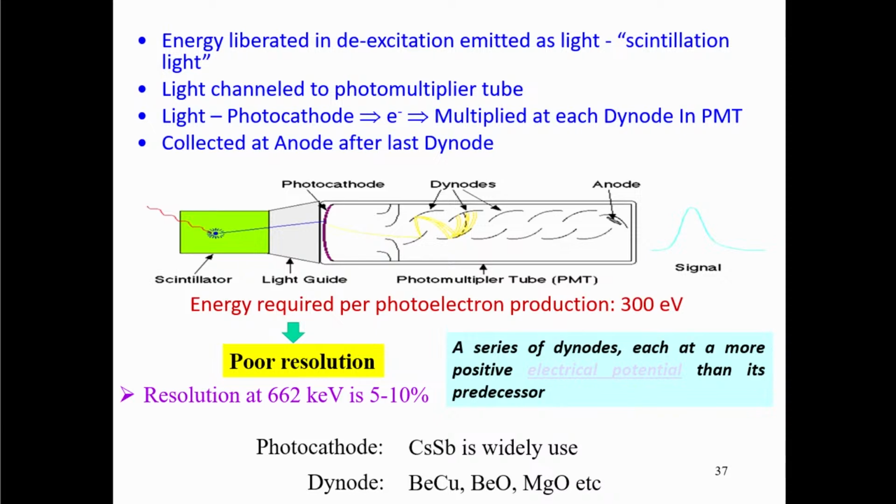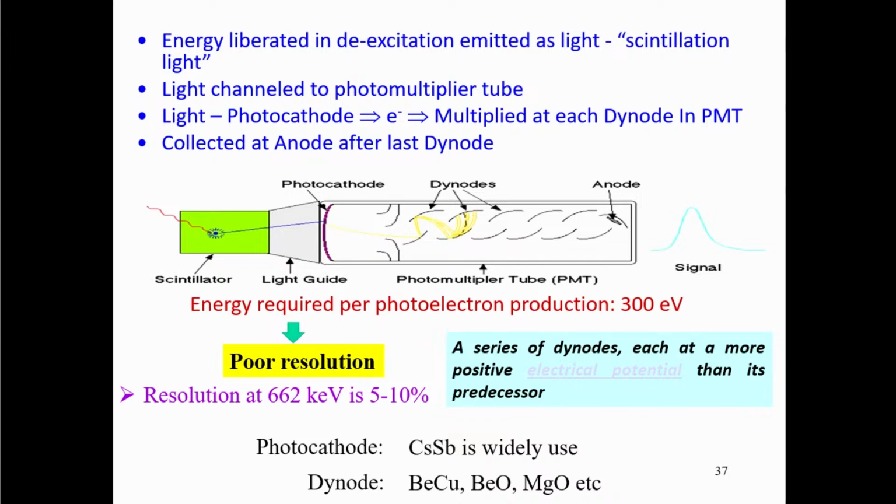For example, you can see here that the energy liberated in de-excitation is emitted as light, called the scintillation light, which is channeled to a photomultiplier tube. A photomultiplier tube is basically a photon detector which can detect light photons, and when this light is detected at the photocathode, it produces some photoelectrons. These photoelectrons get multiplied at different dynode materials in the PMT and are finally collected at the anode after the last dynode and give you a signal. So, the light is converted into an electrical signal in a photomultiplier tube.